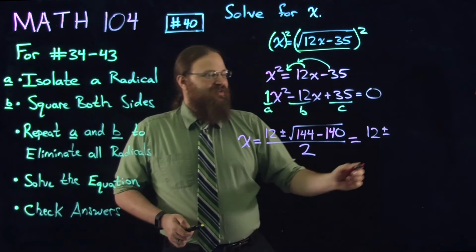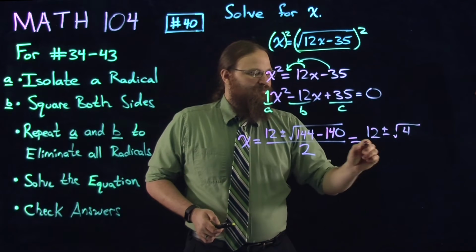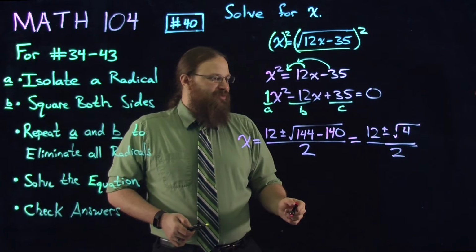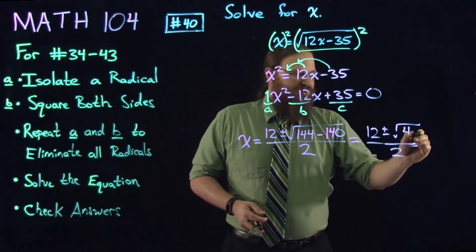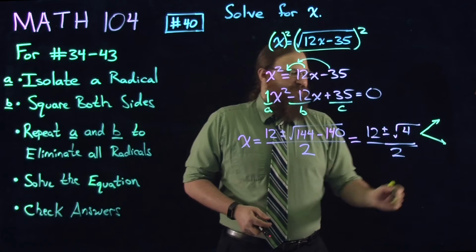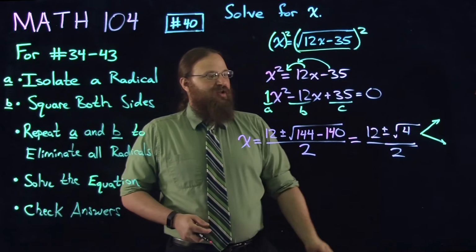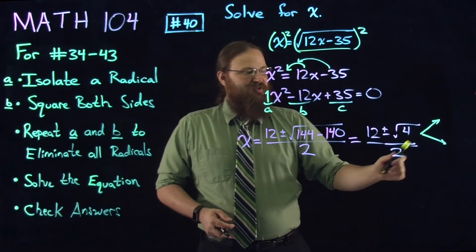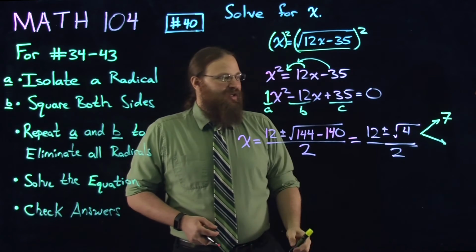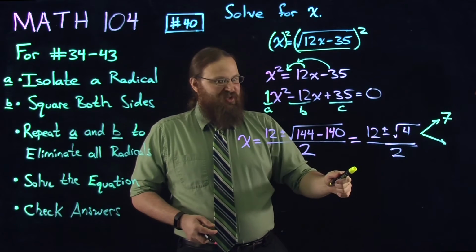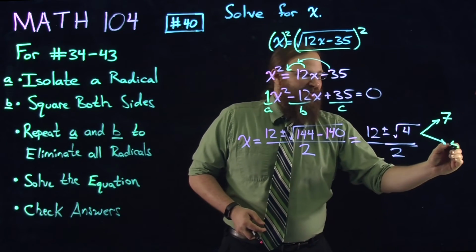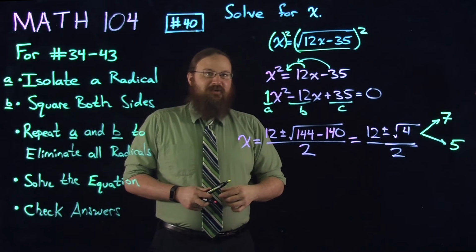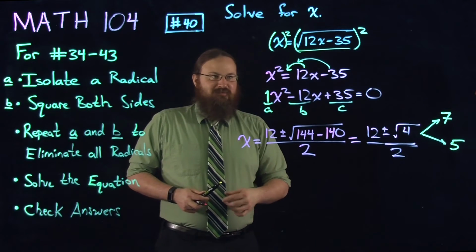Now 144 minus 140, that's just 4. And square root of 4, that's 2. So what are our two solutions? And again, because we're working with radicals, we'll have to check those solutions. We have 12 plus 2, which is 14, divided by 2, gives us 7. And we have 12 minus 2, which is 10, divided by 2, gives us 5. So two possible solutions here. Both could be accurate. What we have to do is go back and check them.